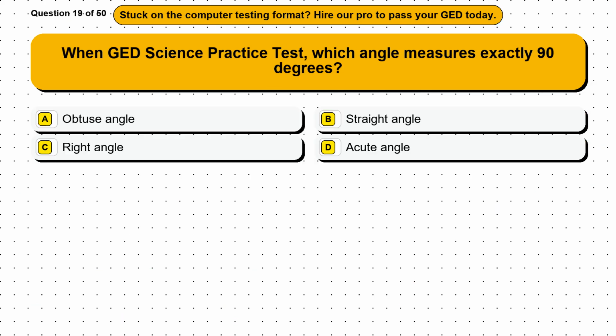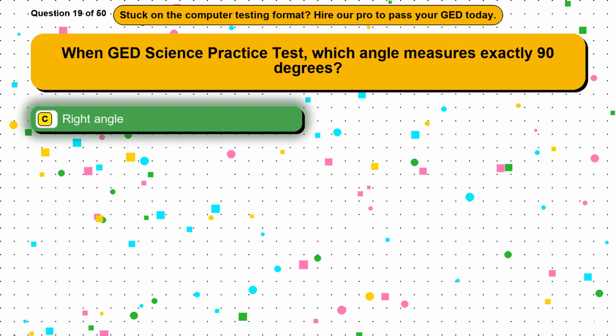Question 19. When GED Science Practice Test, which angle measures exactly 90 degrees? Option A, obtuse angle. Option B, straight angle. Option C, right angle. Option D, acute angle. The correct answer is option C, right angle.